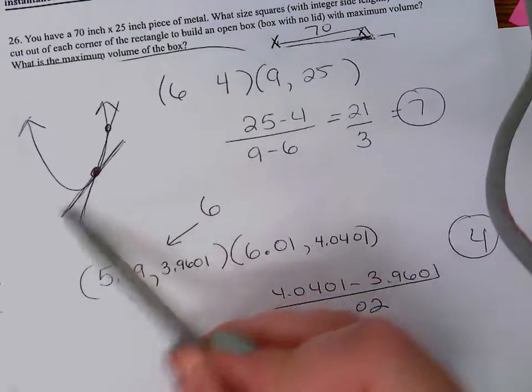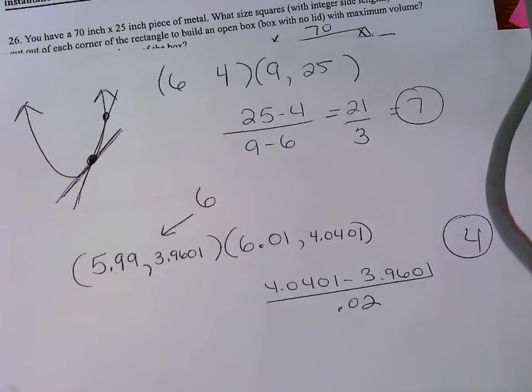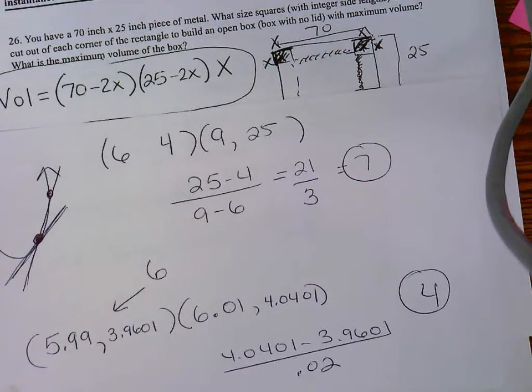Does it make sense that this has less slope than this slope? Yeah, it looks less steep. So that would be the instantaneous rate of change on 27.